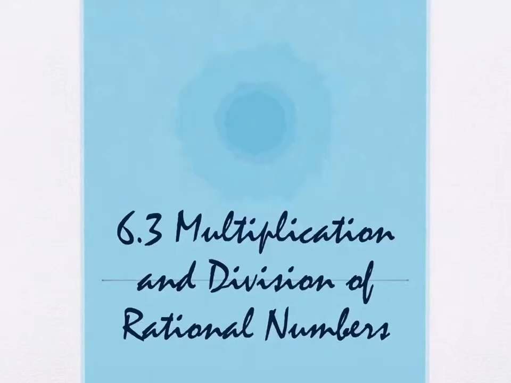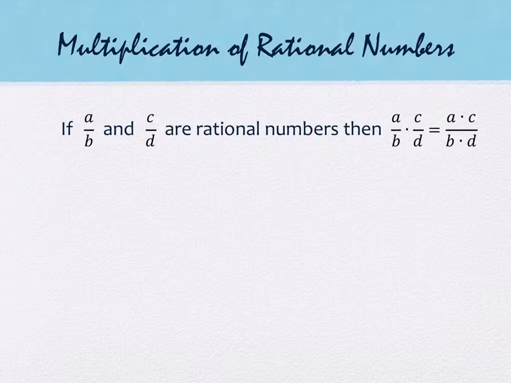All right, section 6.3, multiplication and division of rational numbers. As we start this particular section, we're taking a look at the definition of multiplication. The definition of multiplication you've seen before: you multiply across the top for a fraction, you multiply across the bottom.